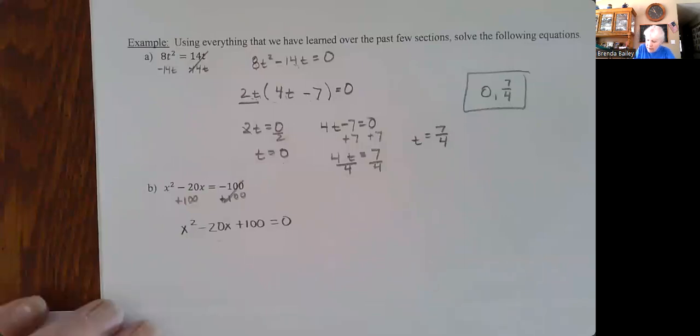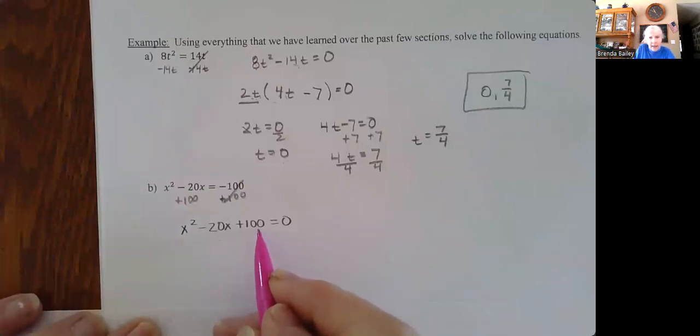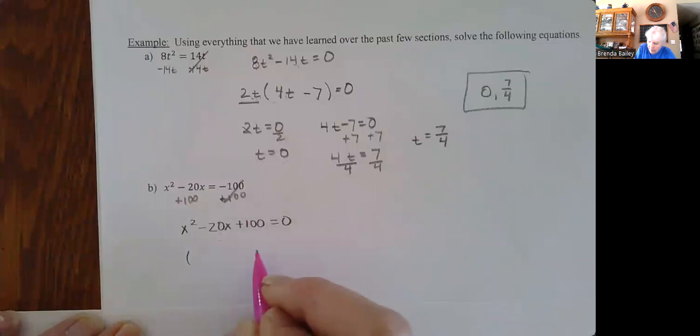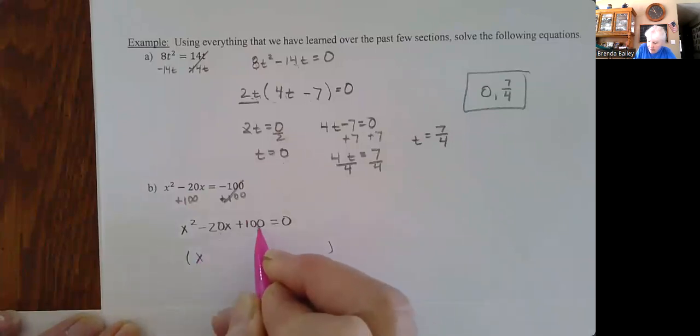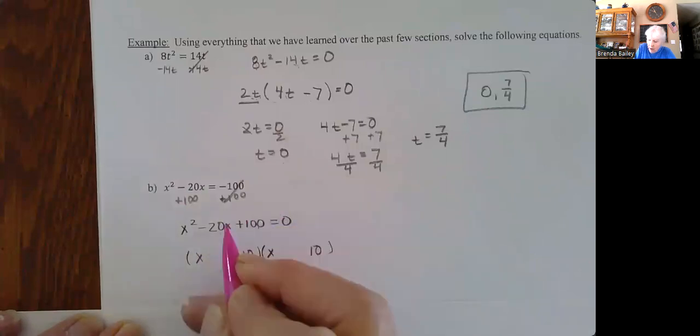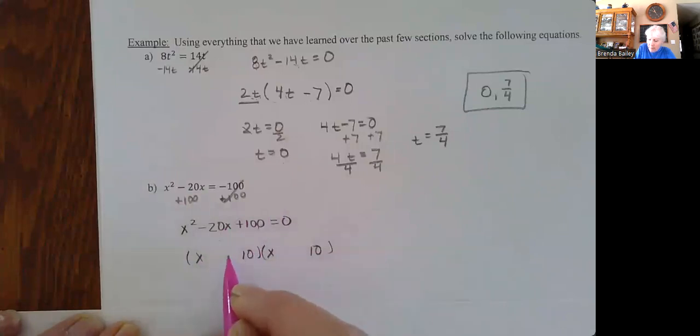And the reason I'm going to use that is because I know 10 times 10 gives me this, and 10 plus 10 gives me this. So it'll probably be 10 times 10 gives me 100. I want a positive, so the signs match, and they're both negative. Okay.